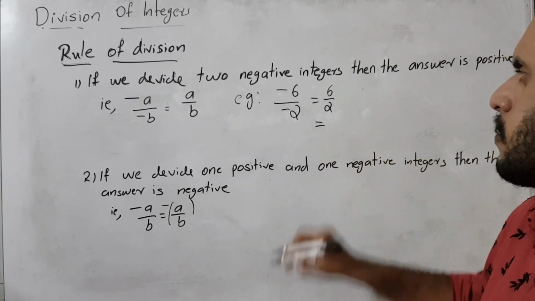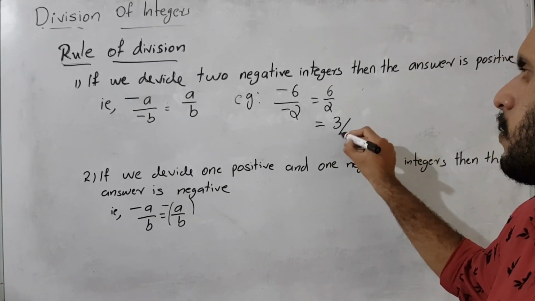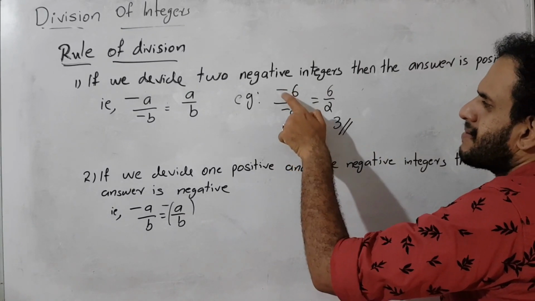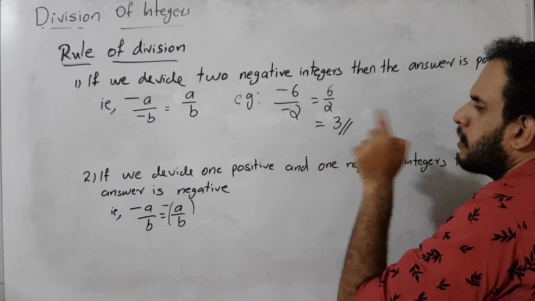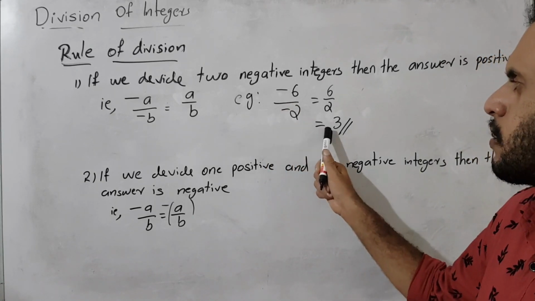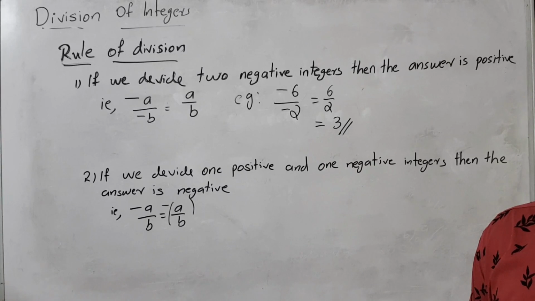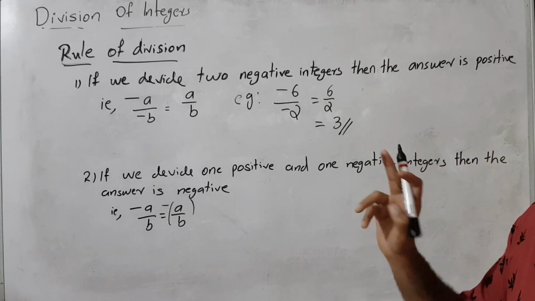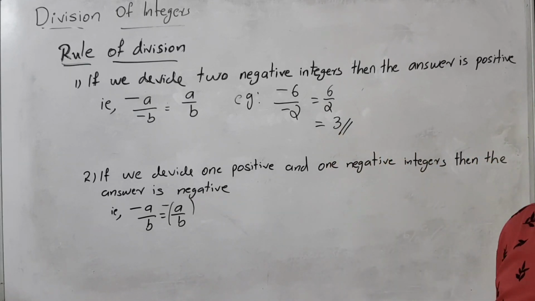What is 6 by 2? 6 by 2 is equal to 3. So what is the answer of minus 6 by minus 2? Minus 6 by minus 2 is equal to 3. Okay, we are dividing two negative integers, the answer is positive. Clear? I think you got the first rule, the first idea.